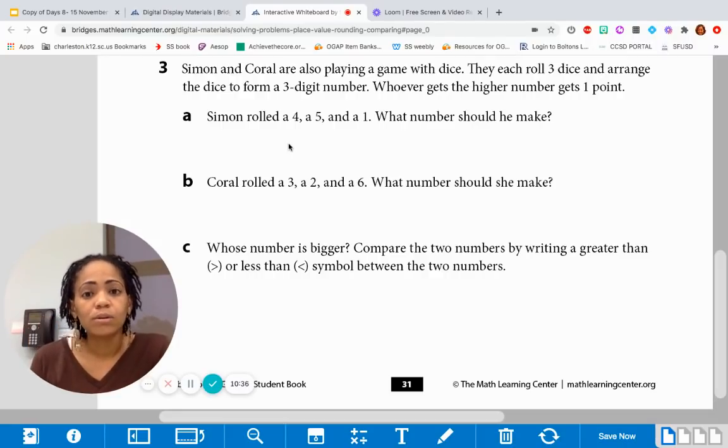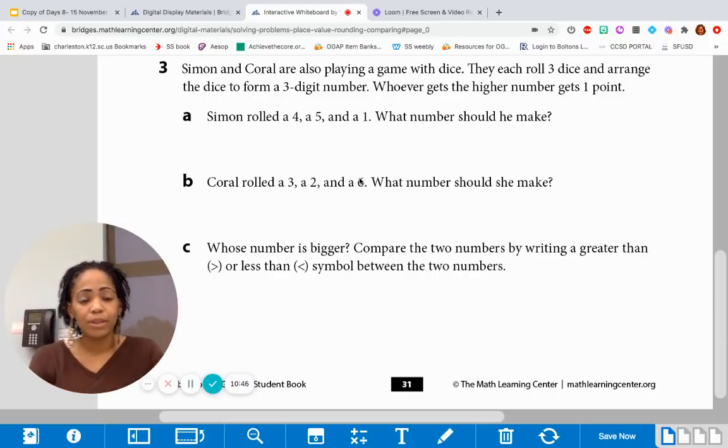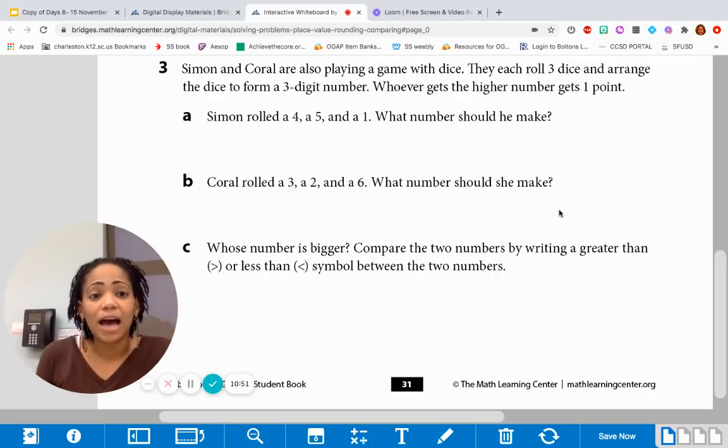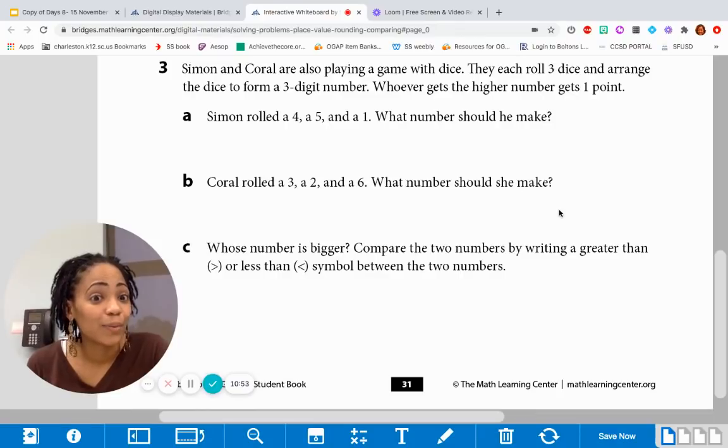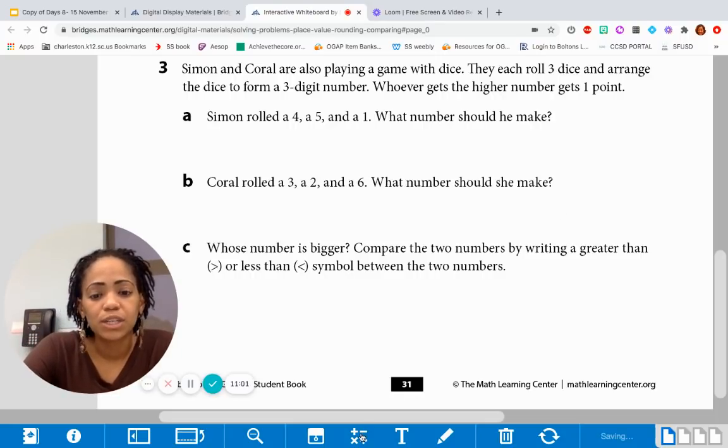Simon and Coral are playing a game with dice. They each roll 3 dice and arrange the dice to form a 3-digit number. Sounds a lot like the kids from number 1. They rolled 3 dice and they created a 3-digit number. It says whoever gets the higher number is going to get 1 point. Okay, so we're playing for the highest number. Simon rolled a 4, a 5, and a 1. What number should he make?